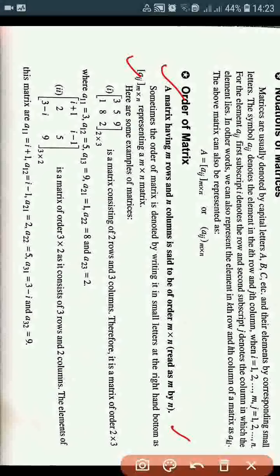Here are some examples. The first example is: first row 3, 5, 9, second row 1, 8, 2. So what is the number of rows? 2, and the number of columns? 3. So this is a matrix of order 2 by 3.